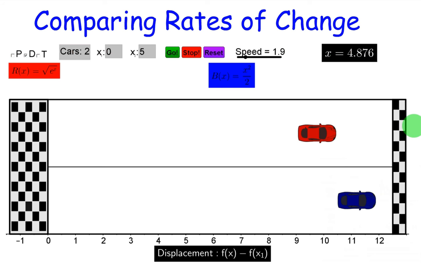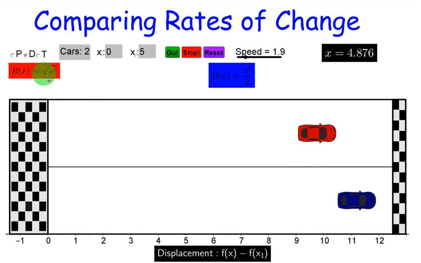Okay, in this lesson, we're going to be comparing rates of change. It might be average rates of change, it might be instantaneous rates of change. We're going to be comparing the two. The first several examples are going to involve this car race between this red car and this blue car.